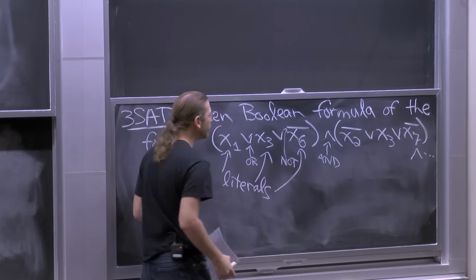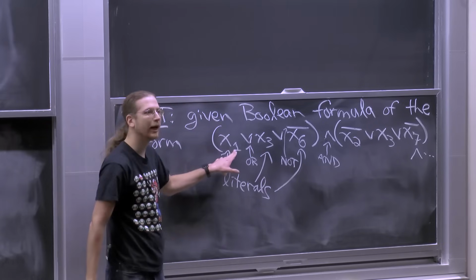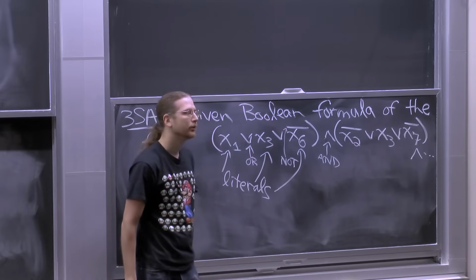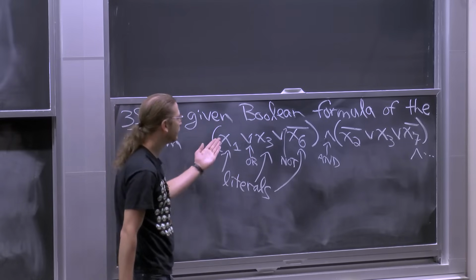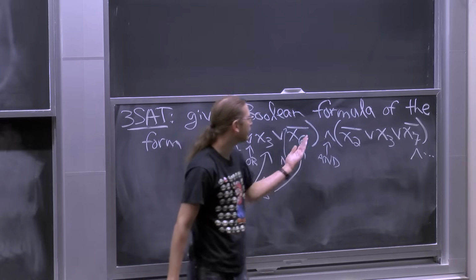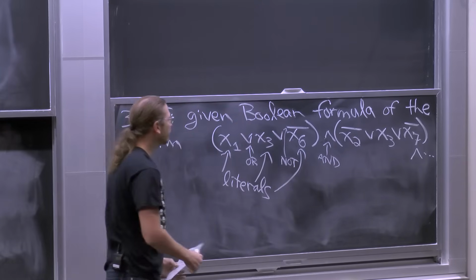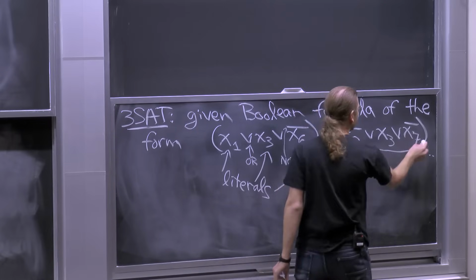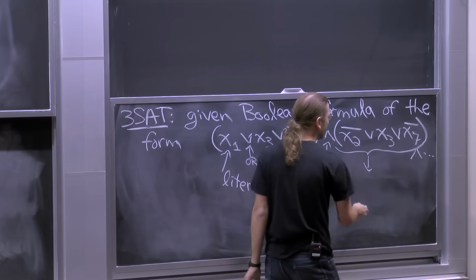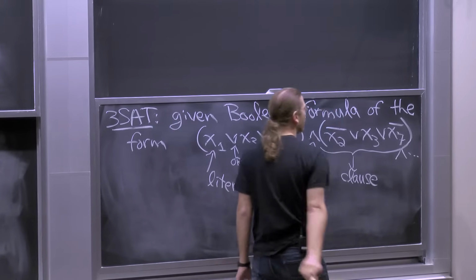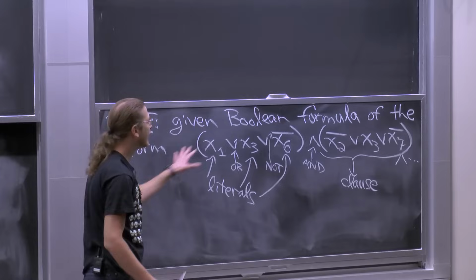And a literal is either a variable, x sub i, or it's the negation of a variable, not x sub i. OK, so this is a typical example. You could have no negations. Here I have 1 negation, 2 negations, any number of negations per clause. These groups of 3, these or of 3 things, 3 literals, are called clauses. And they're all anded together.